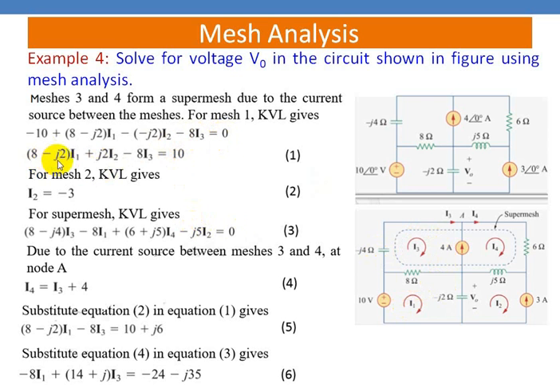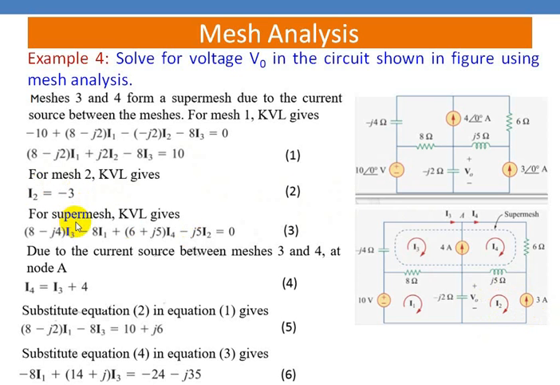Now you separate I1, I2 and I3 terms. This is one equation. So also you can write that, in the second mesh, I2 equal to minus 3, because here in the second mesh one branch is having 3 ampere and this current I2's direction is opposite to this current source direction. Therefore I2 can be written as minus 3 ampere. So that is written here.